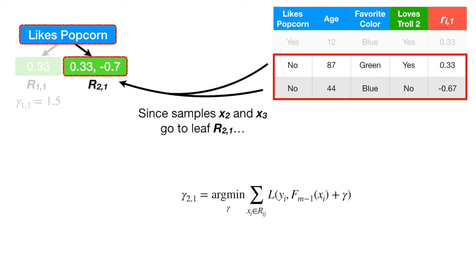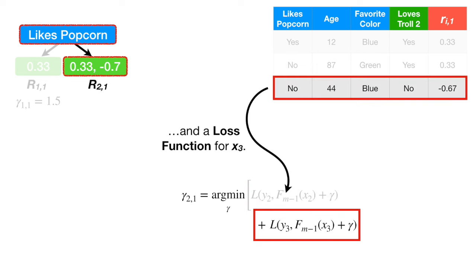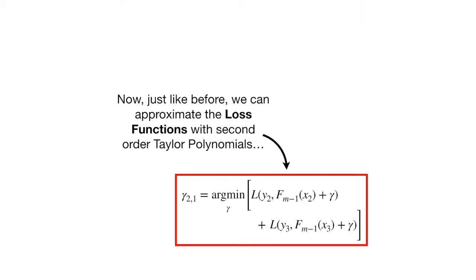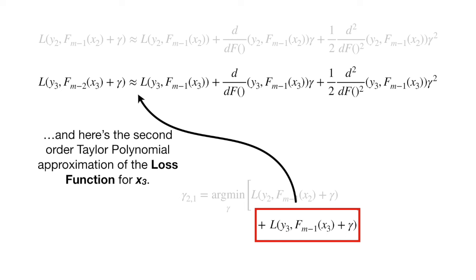Since samples x2 and x3 go to leaf r sub 2, 1, then we will need a loss function for x sub 2 and a loss function for x sub 3. Now, just like before, we can approximate the loss function with second-order Taylor polynomials. Here's the second-order Taylor polynomial approximation of the loss function for sample x sub 2. And here's the second-order Taylor polynomial approximation of the loss function for x sub 3.